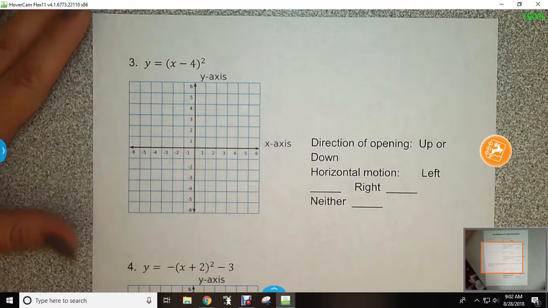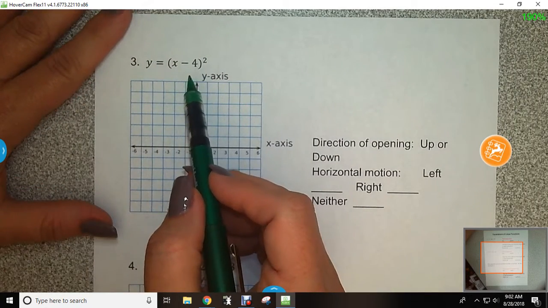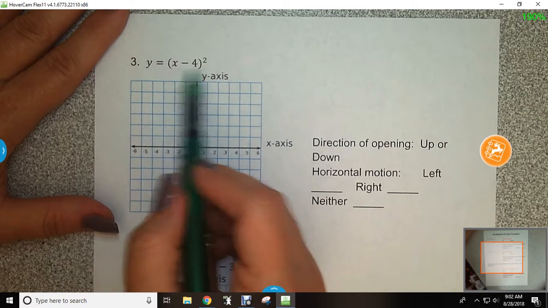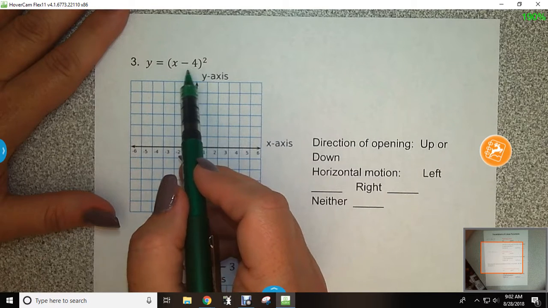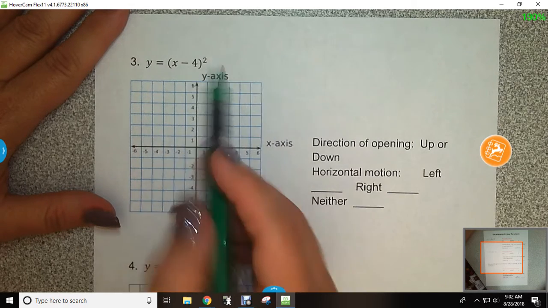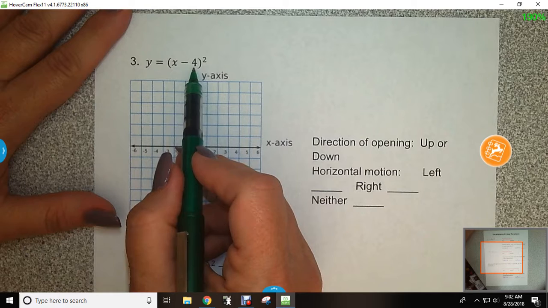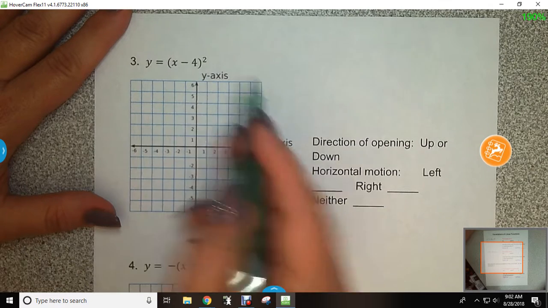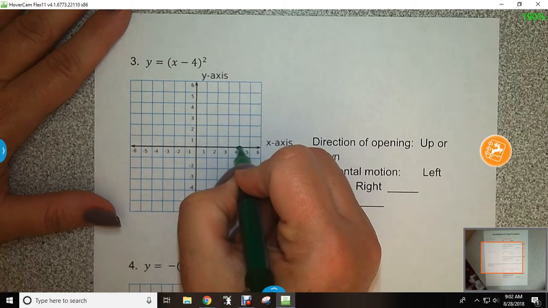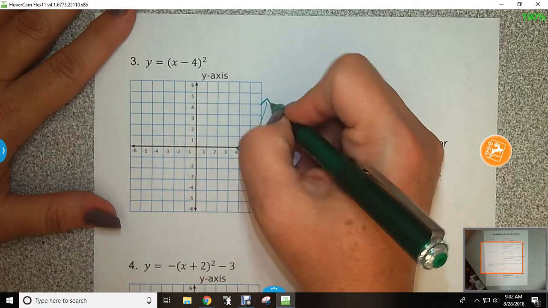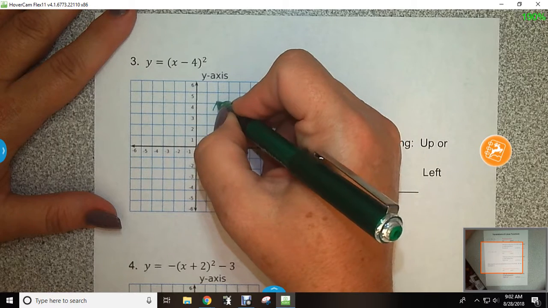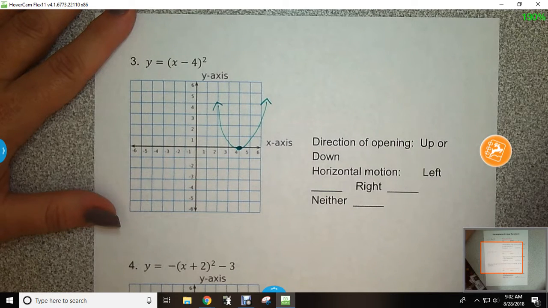So now, this one, from the previous video, section 2.6, when it is inside, that is your left and right shift, and you're going to do the opposite. So instead of moving to the left 4 like this might indicate, you're going to do the opposite of that. We're going to move it to the right 4, and it's going to be the same graph. Exact same graph we had in problem 1. It has just been moved right 4 from the origin.